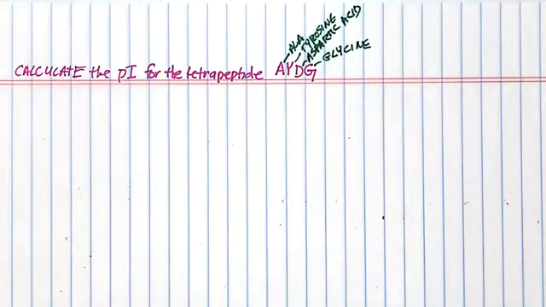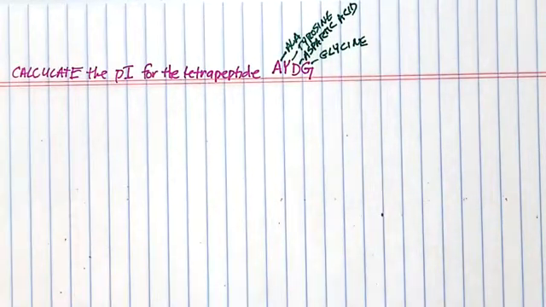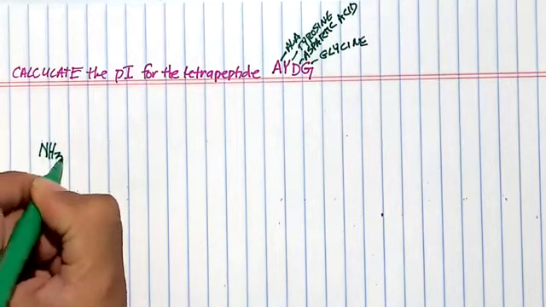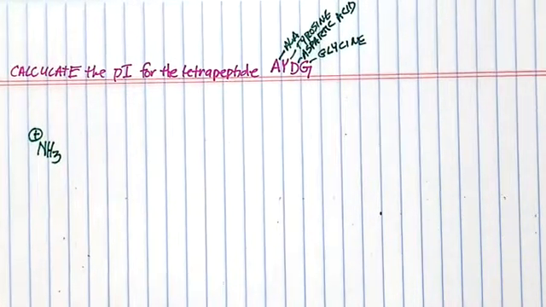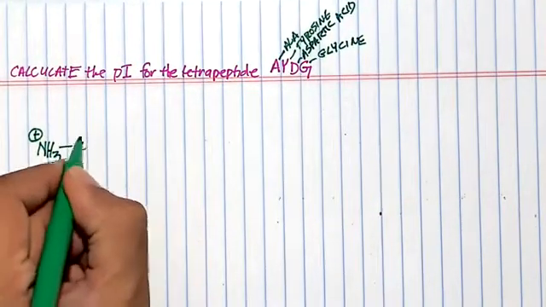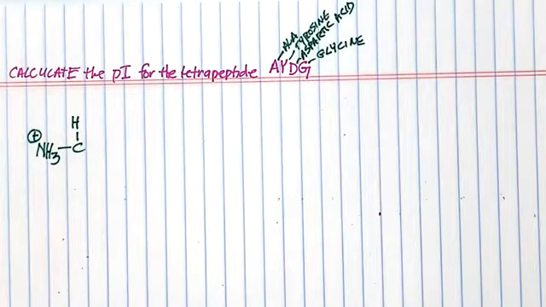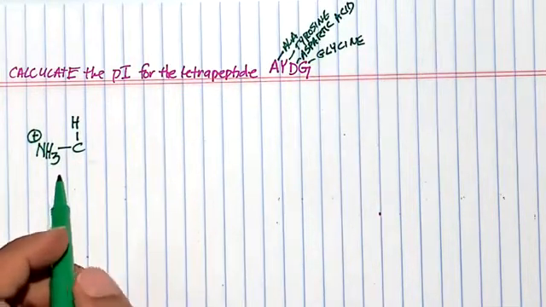Before we go ahead and actually calculate the pI for this tetrapeptide, I want to draw the structure of AYDG, a flat, one-dimensional structure. Okay, so this would be important on your exam, where you'll be given a tripeptide, tetrapeptide, or a polypeptide, and you'll be asked to draw the structure atom by atom. So this is how we'll do it atom by atom.